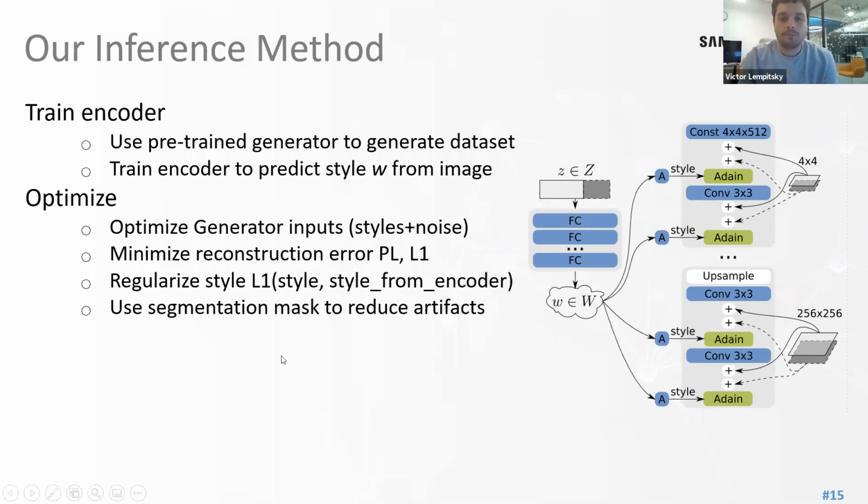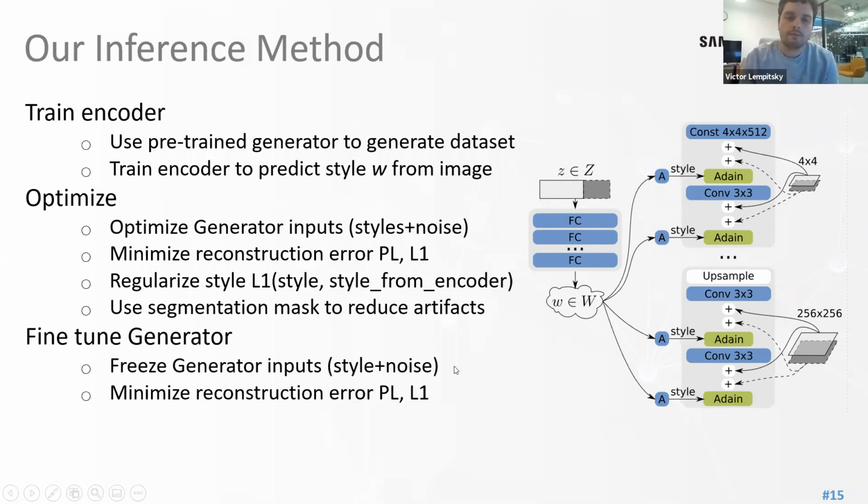Okay, so we optimize and we still don't get the perfect fit to the image, or at least we don't want to get a perfect fit, because that would require leaking a lot of signal into the noise maps, which would not result in good animation. So because of that, we do it for a fixed number of iterations, then we freeze the obtained W vector and the noise maps, and then we fine-tune the parameters of the generator to achieve the perfect fit to the image that we're trying to embed.